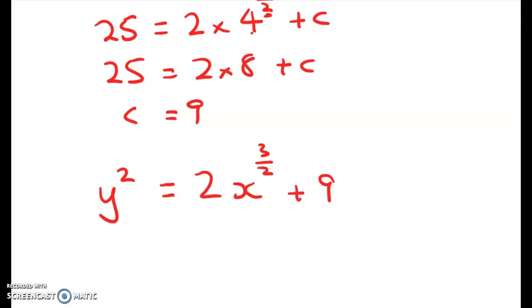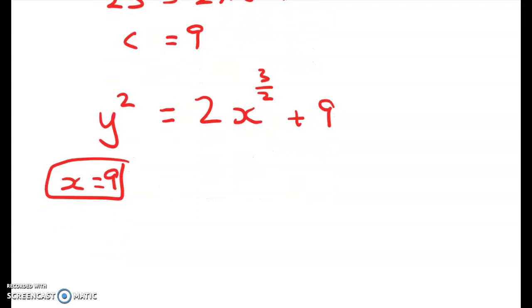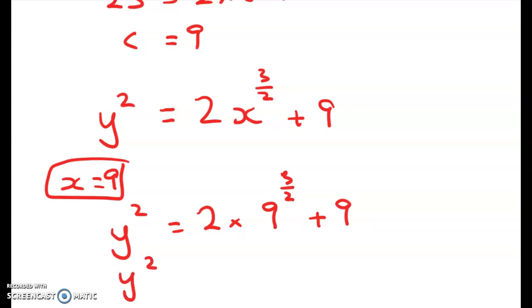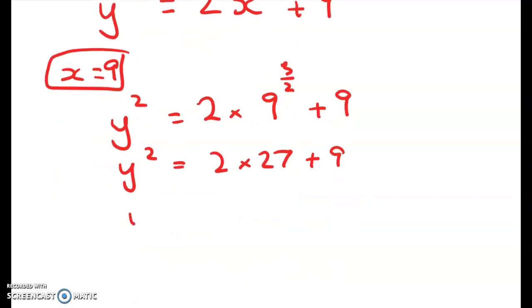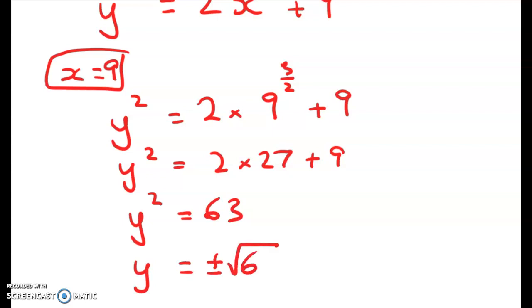And we're asked to figure out what y is when x equals 9. So y squared is equal to 2 times 9 to the power of 3 over 2 plus 9. So y squared is equal to 2 times 3 cubed, which is 27, plus 9, giving us y squared is equal to 63. So y could be either the square root of 63, or the negative square root of 63.